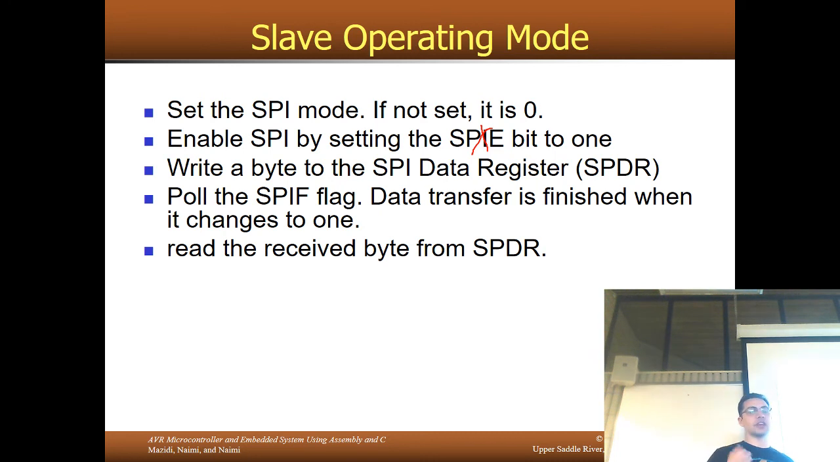Here's where things get interesting. It still looks like you're just putting data into the data register and polling the SPIF flag. But now, when you put data into that data register, it doesn't automatically start sending. It goes into the data register, and then the hardware waits for the master to send something to you. So it's a little bit different. Instead of automatically starting to transmit, it sits there and waits for the master to transmit something to the slave. Okay, and then you receive that byte.